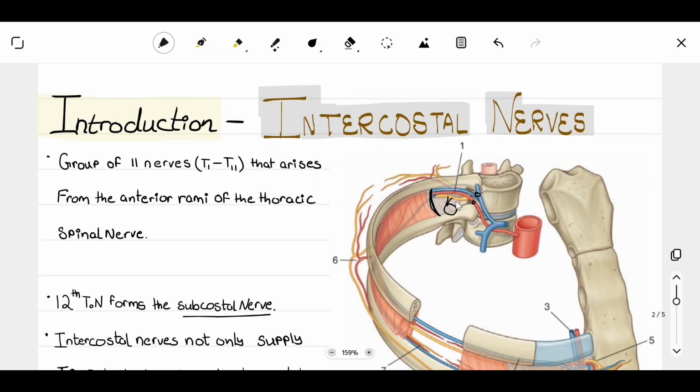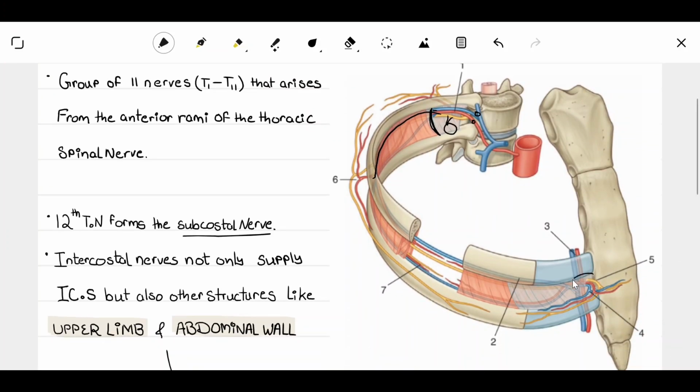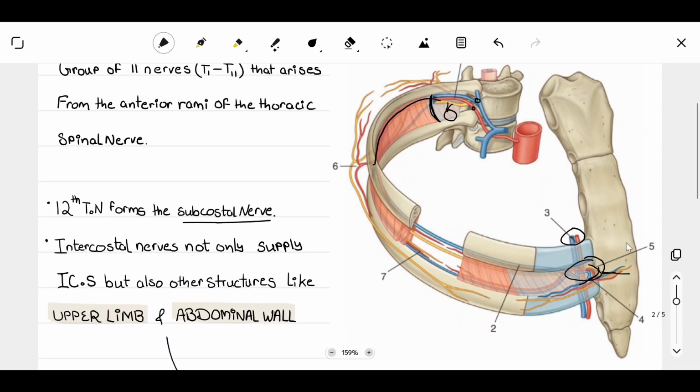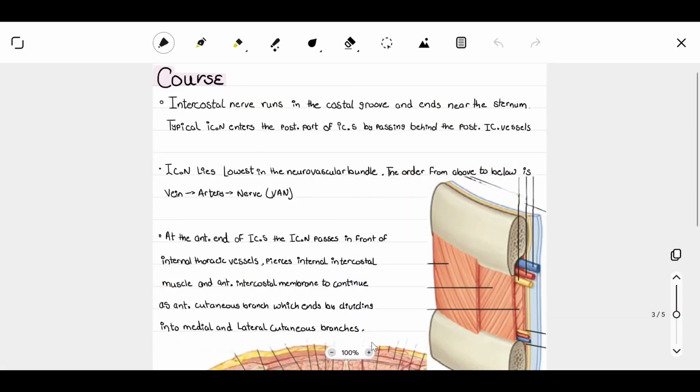After piercing the intercostal membrane, it comes forward, and while coming forward it gives numerous branches, which we will talk about later. Near the end, close to the sternum, it moves in front of the internal thoracic vessels. These are the internal thoracic vessels. It ends by giving its anterior branch, called the anterior cutaneous nerve. This was a short briefing of its course and relations. Now we will go into the details of its course.